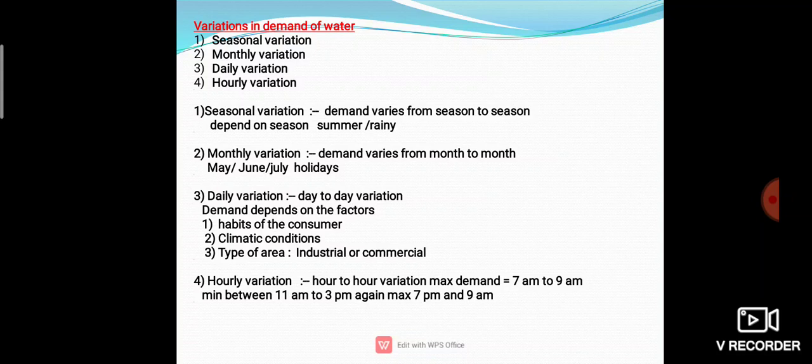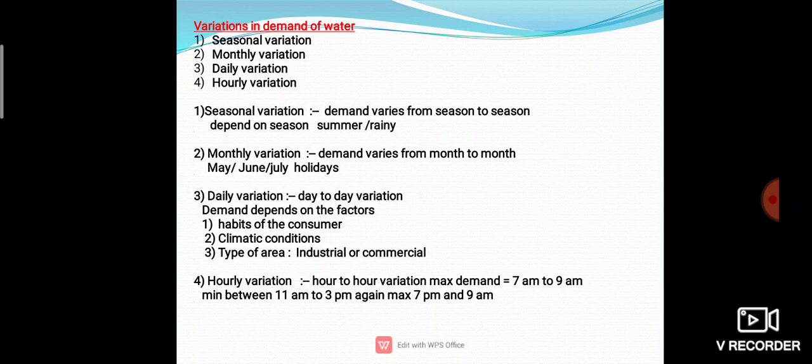So in summer the demand of water is more due to the summer season, and during the rainy season or in winter the demand of water will be reduced or less. Then next is monthly variation. It varies from month to month, means in May, June, July variation is more, means in these 2 to 3 months demand of water is more than the other 8 months.